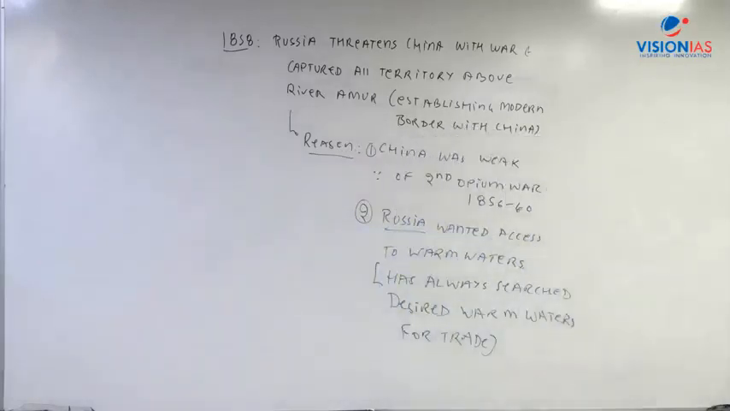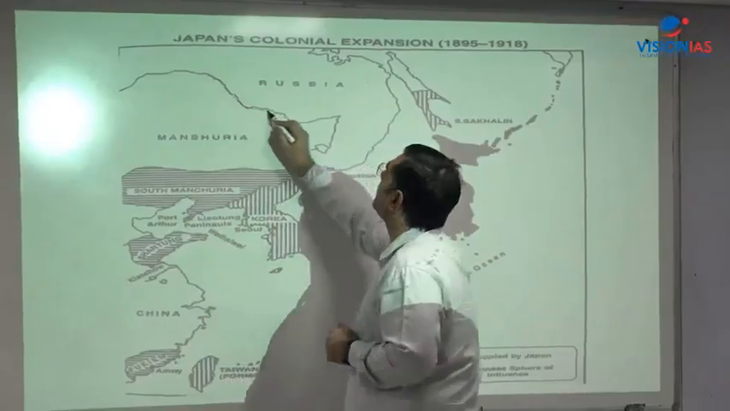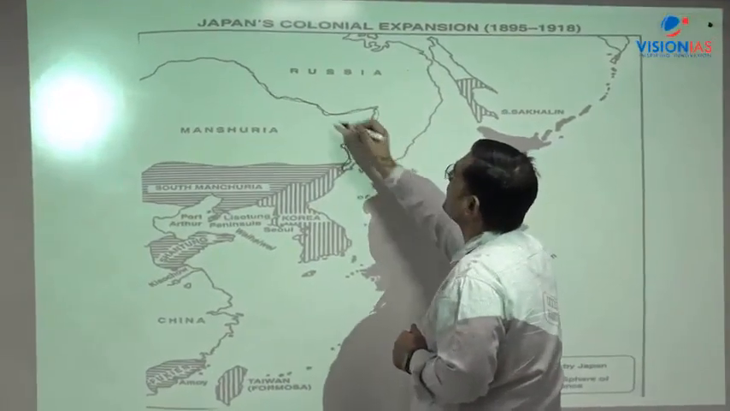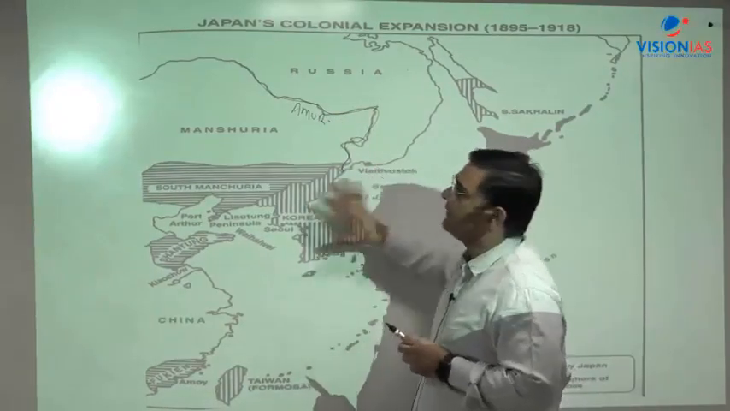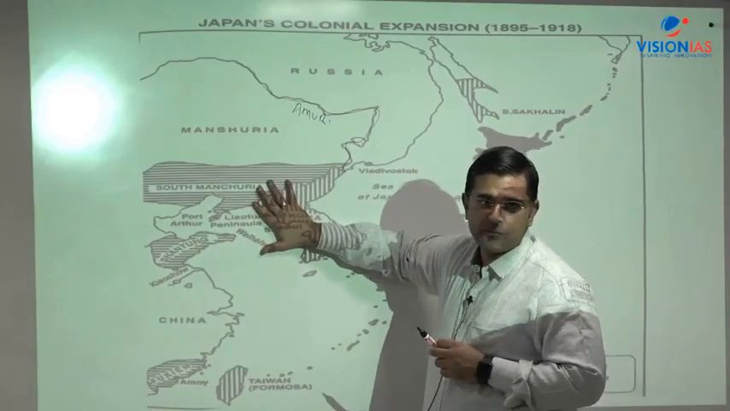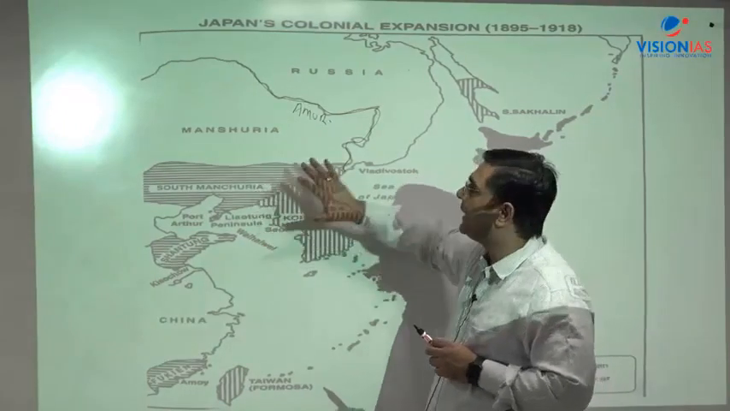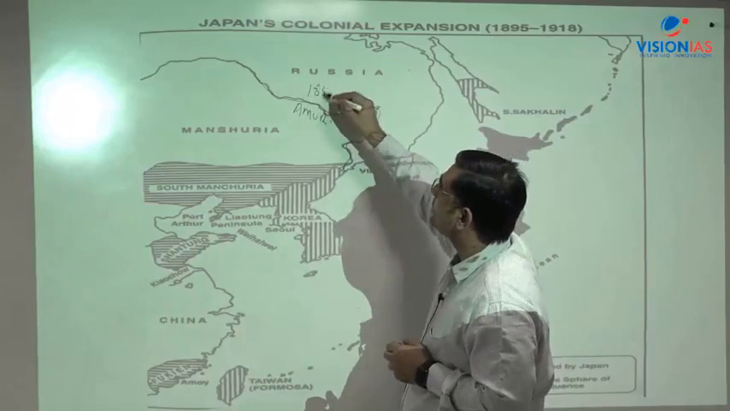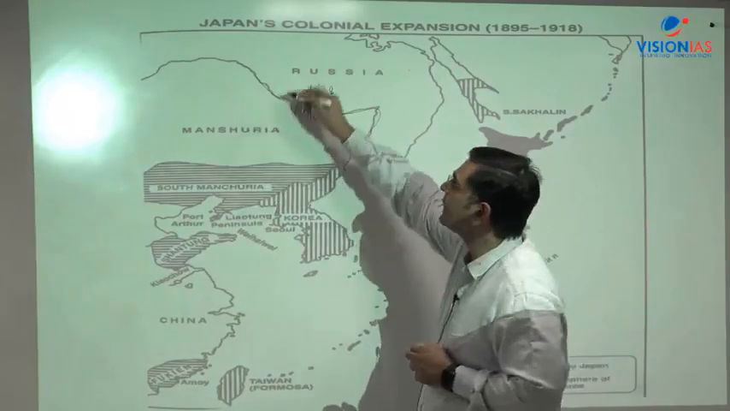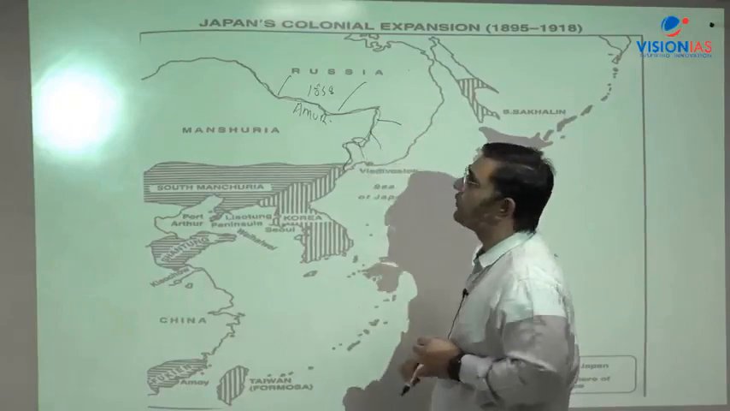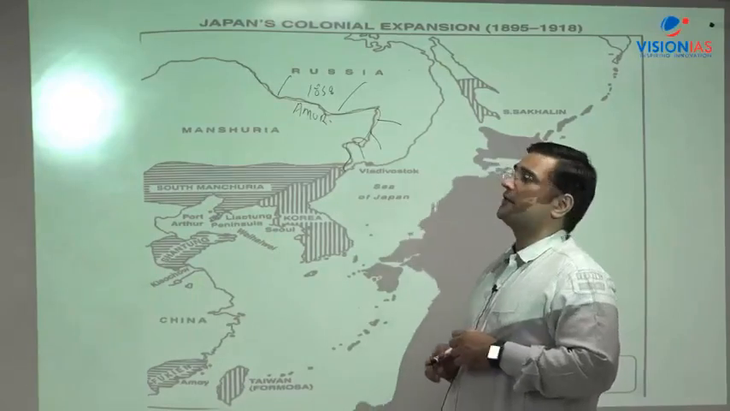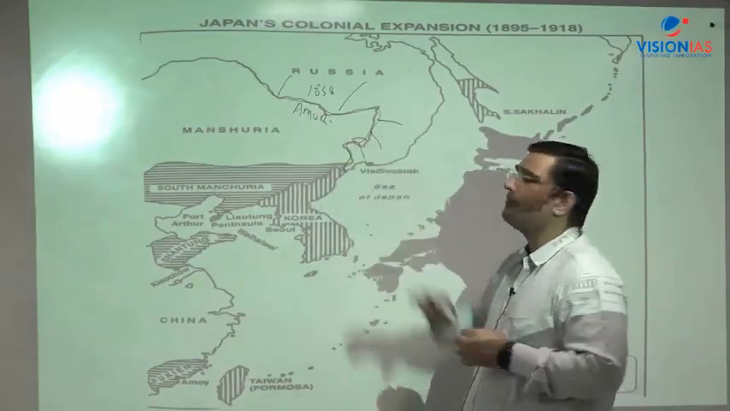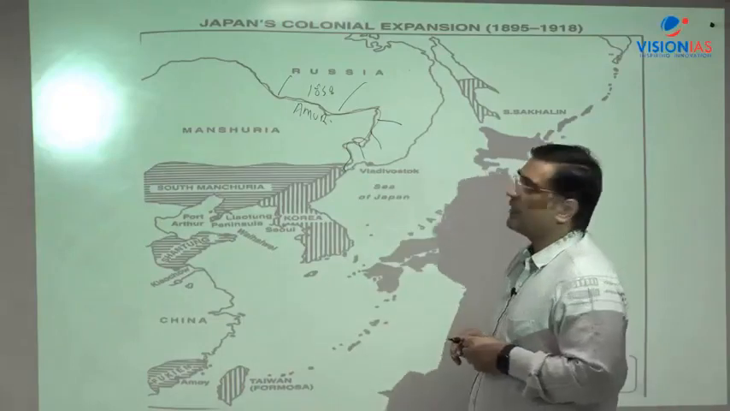Okay, so now let us focus on the map. This you see is the map. This represents river Amur. So in 1858, when China is weak and fighting the Second Opium War from 1856 to 1860, Russia threatens China that if you do not give me all the territory above river Amur, then I will also attack you. The Manchu dynasty knows that it cannot win such a war, so it is forced to give up all of this territory to Russia. What is the intent of Russia?